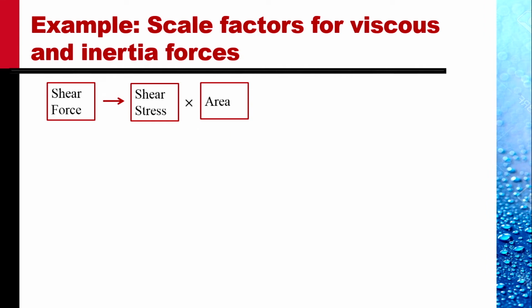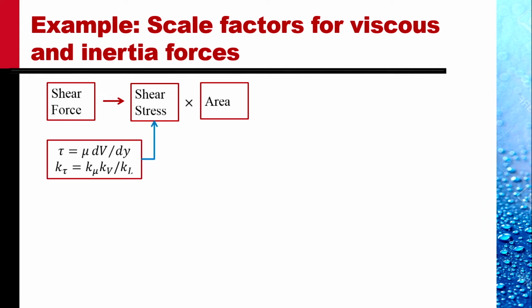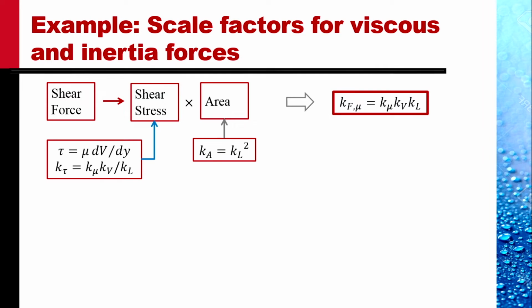To obtain viscous shear forces, we notice that shear forces are like shear stresses times the area. The shear stress is given by the Newton law. Shear stress mu dV by dy, the velocity gradient. So the scale factor for shear forces is like K mu times Kv divided by Kl. And the scale factor of area is simply KL square. And therefore, the viscous force scale factor is K mu, Kv, Kl. And the relevant pi number is F mu divided by mu VL.